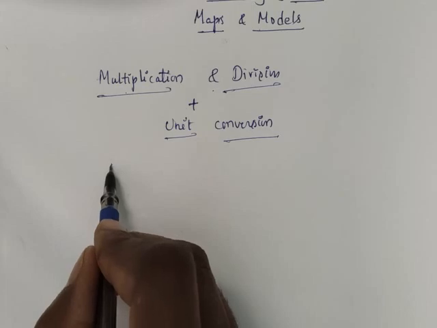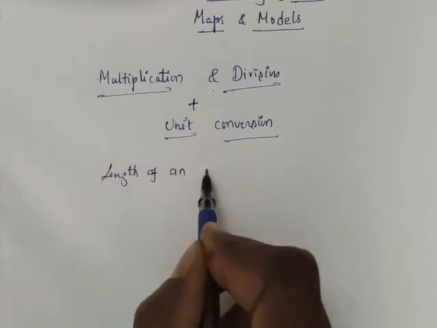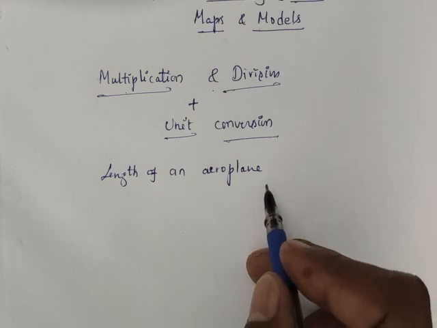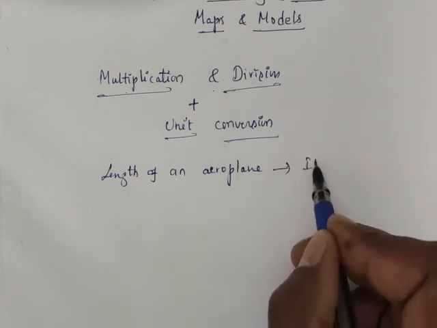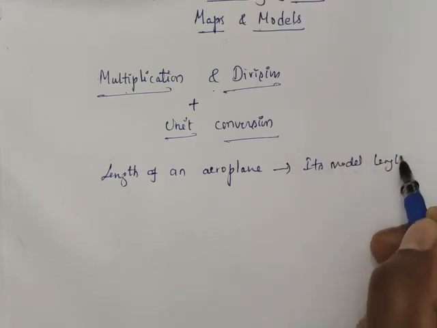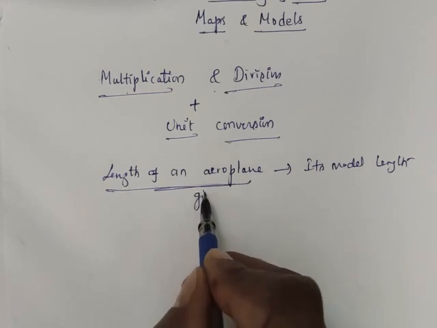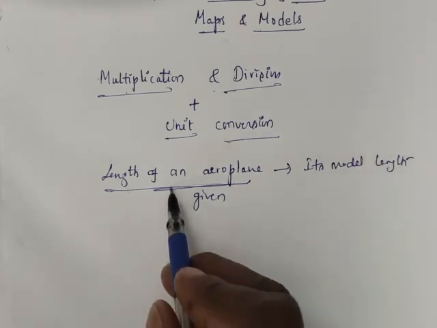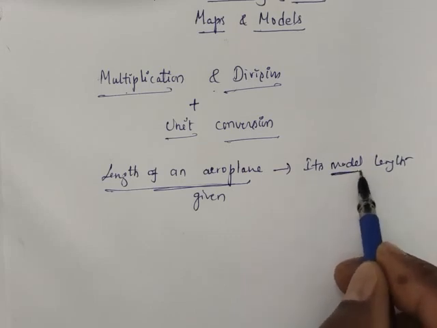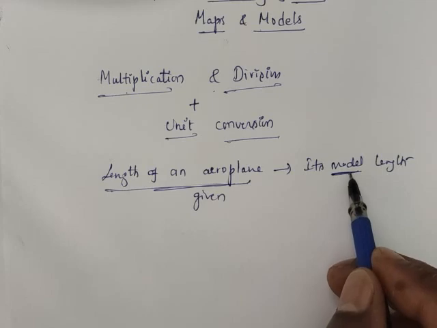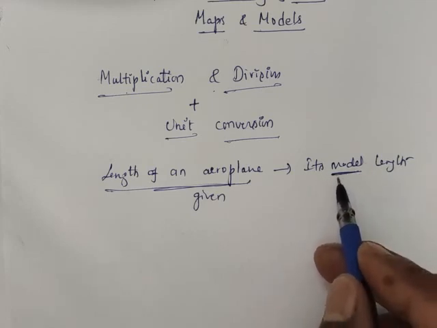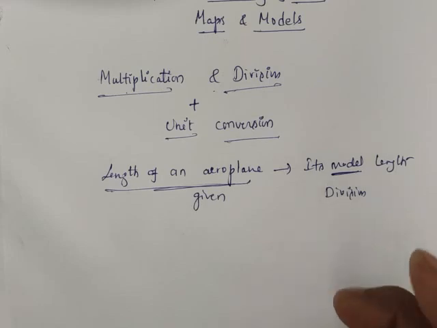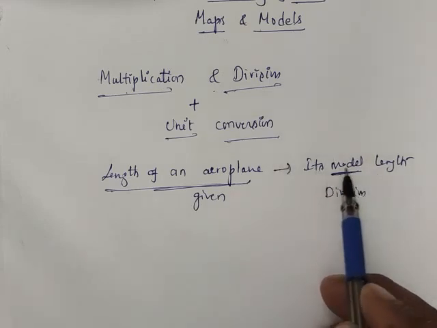Suppose the length of an aeroplane is given. How to find out its model length? First, the length of an aeroplane is given, and we have to find its model. You know that the model length is shorter than the real one. So if you want the model or map, which is not real but decreased in size, this is a size transformation. Here we need to follow division, because division makes a huge value into smaller segments. So if you want to find its model length, divide.